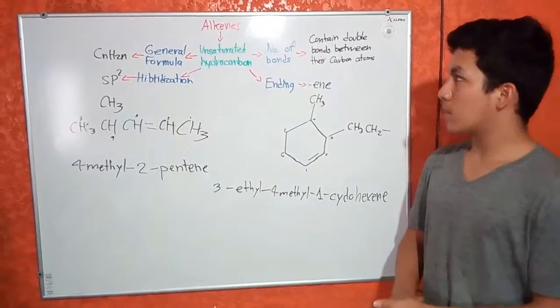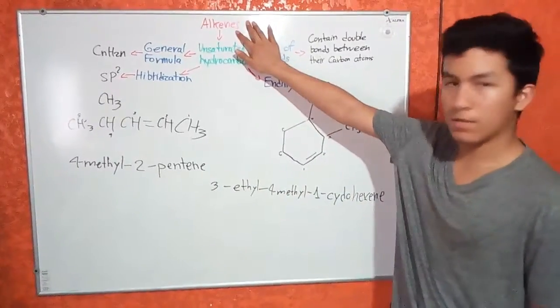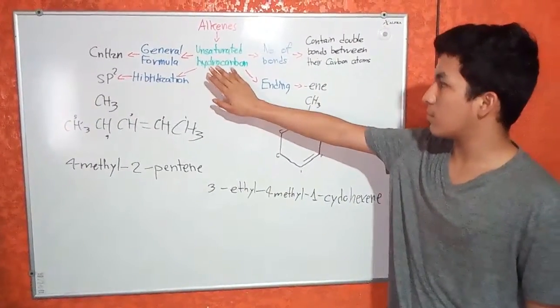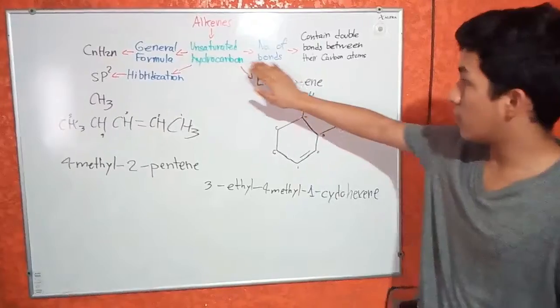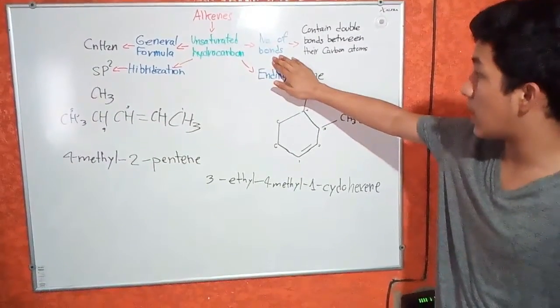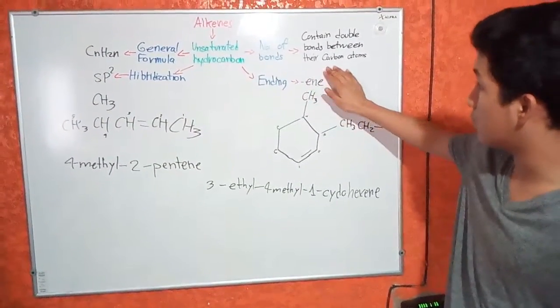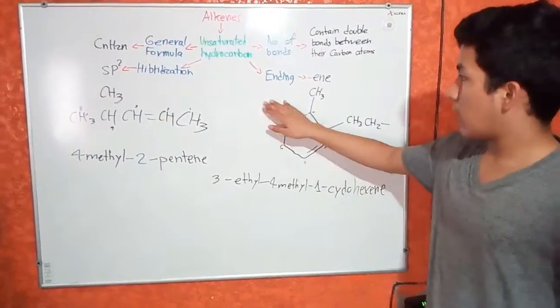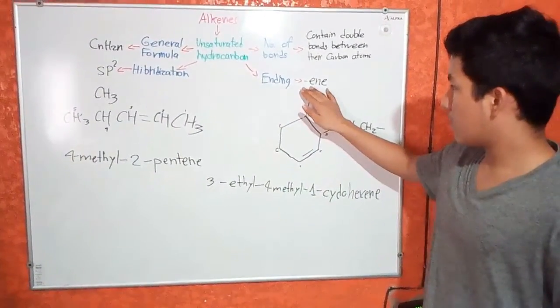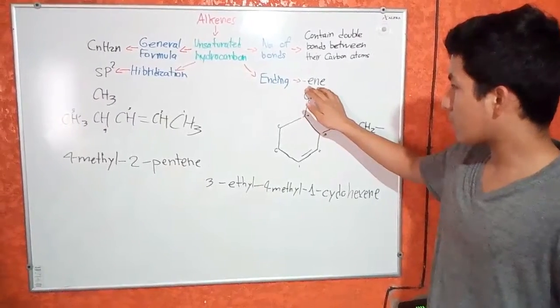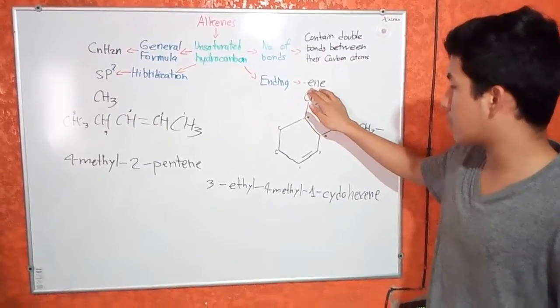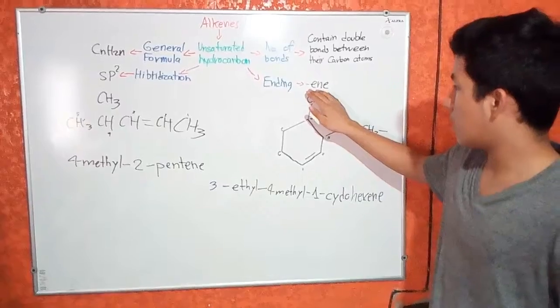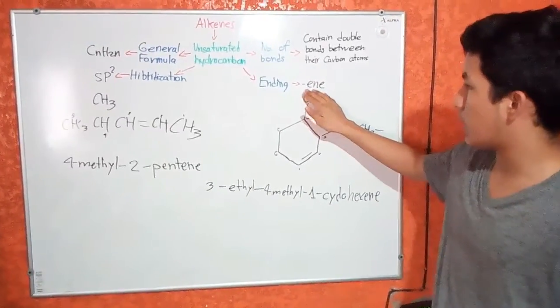Okay, I'm going to talk about the alkenes. They are classified as unsaturated hydrocarbons. The number of bonds that they have between their carbon atoms is 2, the double bond. Their compounds are always going to end with the three final letters, which are pronounced like "ene".